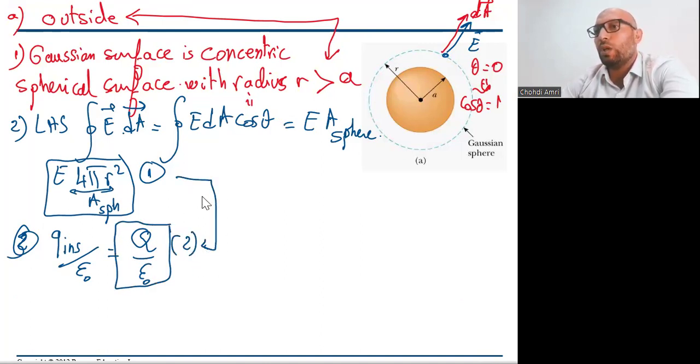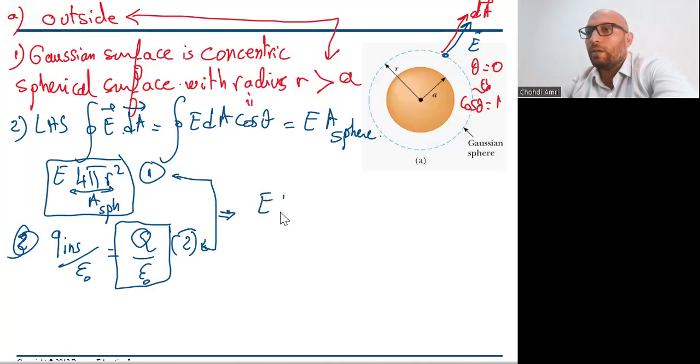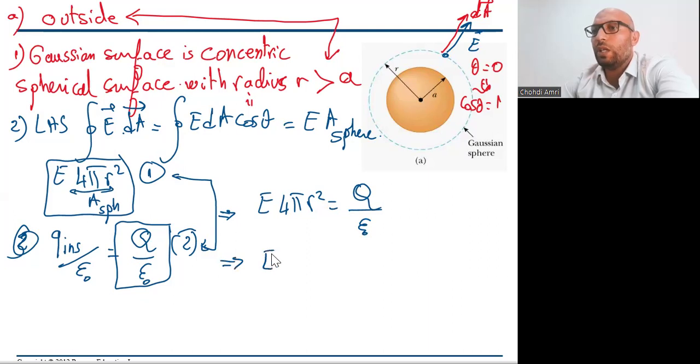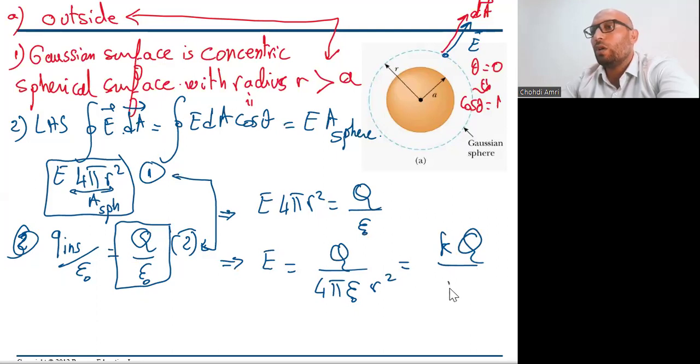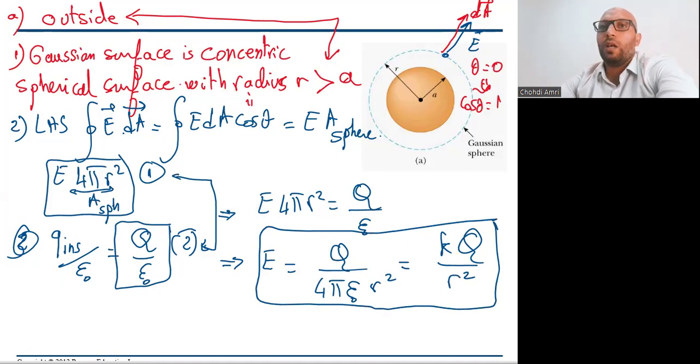First term equal to the second term gives E 4 pi r squared equal Q divided by epsilon naught. That means our electric field E equals Q divided by 4 pi epsilon naught r squared, which is equal to kQ over r squared. This is the electric field outside the charged sphere. And we are done with the first question.